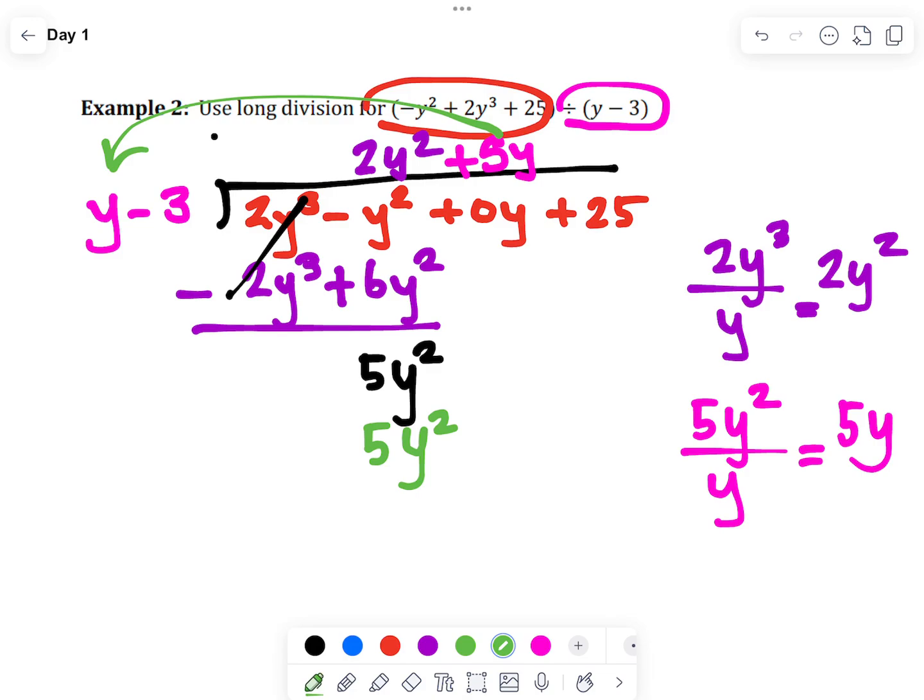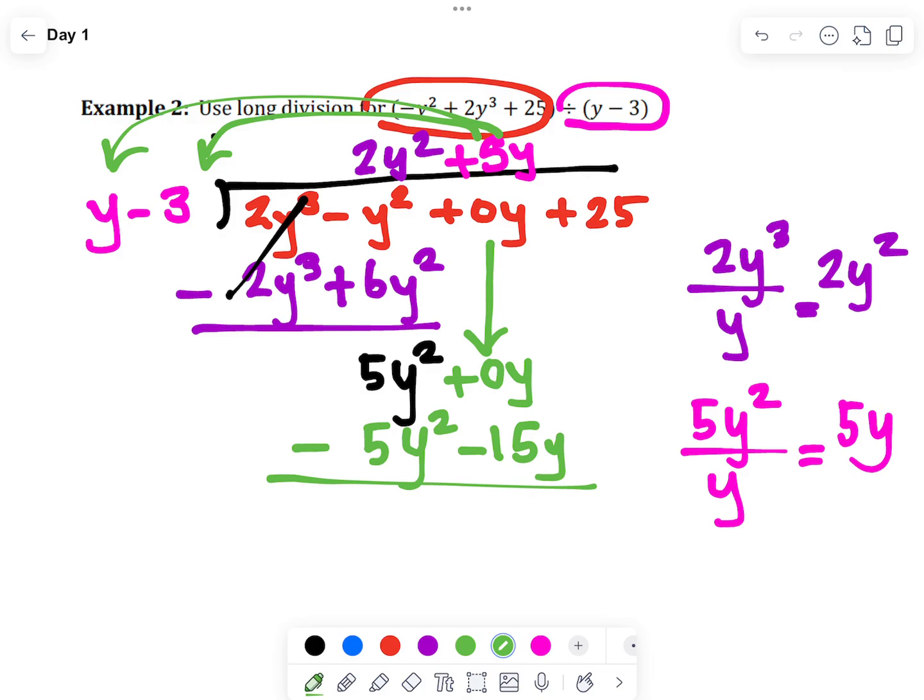Now notice there isn't the next term, we have to bring that down. So we're going to go ahead and bring down the 0y, so that when we multiply 5y times negative 3, we have terms to add or subtract. So 5y times negative 3 is negative 15y. And we always subtract, so we're changing those signs. Now the first terms cancel out to 0, and then we simplify 0y plus 15y is 15y.